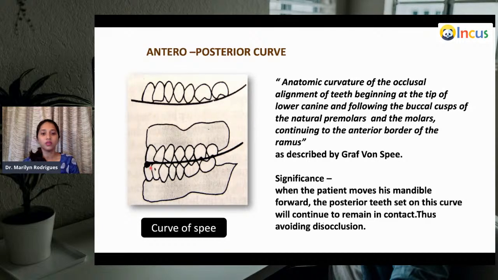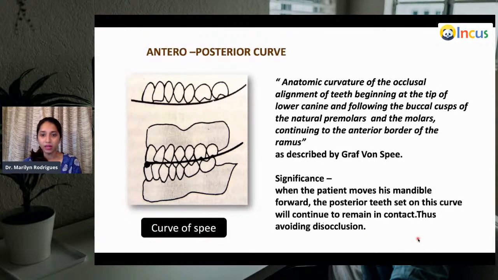This is the curve of Spee, described by Graf von Spee. Now, the significance is when the patient moves his mandible forward, the posterior teeth set on this curve will continue to remain in contact, thus avoiding disocclusion. What I told you, the Christensen's phenomenon, the posterior disocclusion which happens when the protrusion of the mandible is happening, is prevented by this curve of Spee.